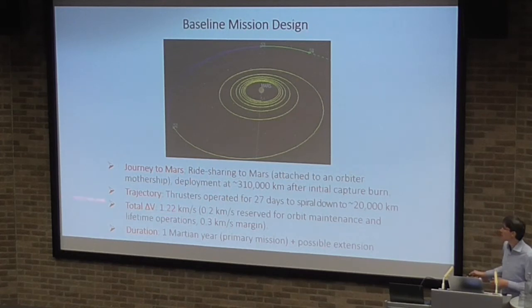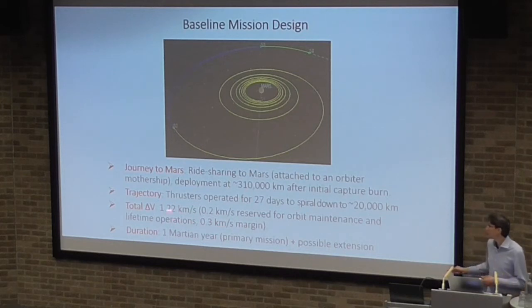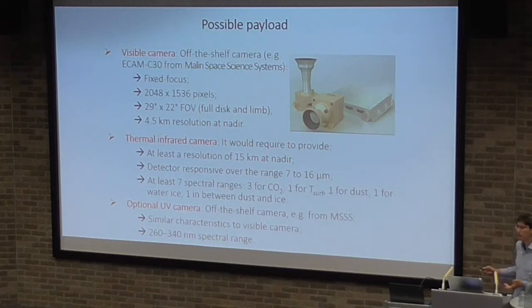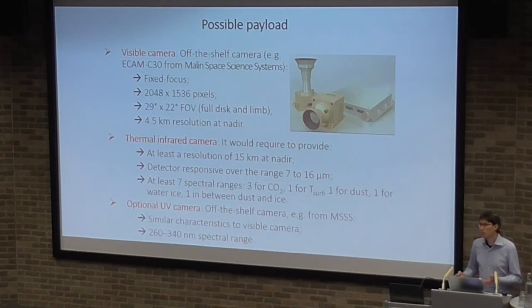We're going to use a total delta V of 1.22 kilometers per second. We'll be having a good margin. We'll be having quite enough delta V for all the operations in aerostationary orbit. And the duration of the mission is going to be 1 Martian year, plus possible extension. What about the payload? Well, certainly we want to put a visible camera because it's cheap, it's ready to go. There are off-the-shelf cameras, which are very light, which are very small, and we can have a 4.5 kilometer resolution, so it's good to look at regional storms.